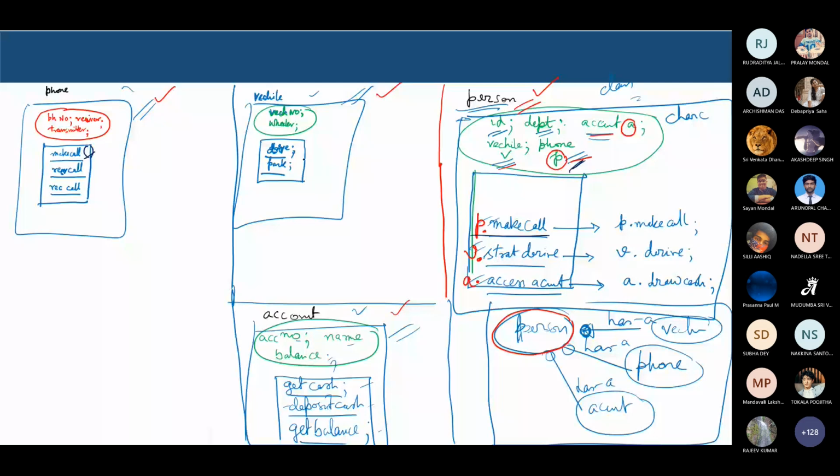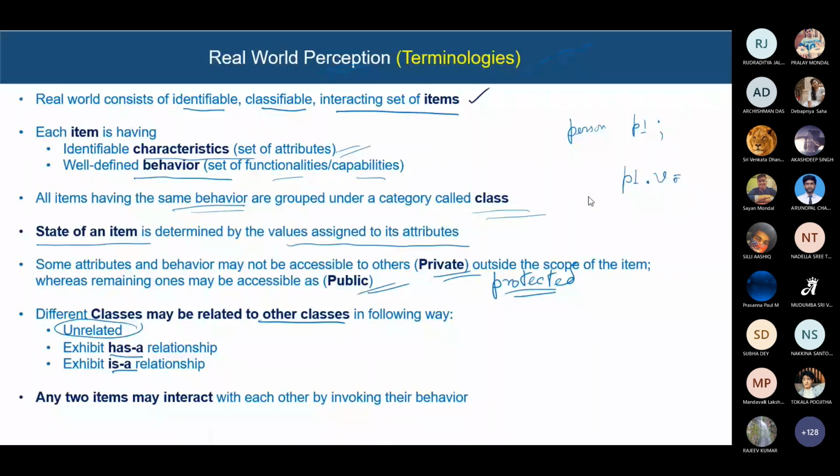Whether it is accessible or not is another issue. We will look into it later on, because if you have made everything private, they are not accessible from here. Those issues are there, but that is how it is done. So the thing is, each item has identifiable characteristics, that is a set of attributes, and also has well defined behavior, that is a set of functionalities or capabilities. Do you agree with these two?